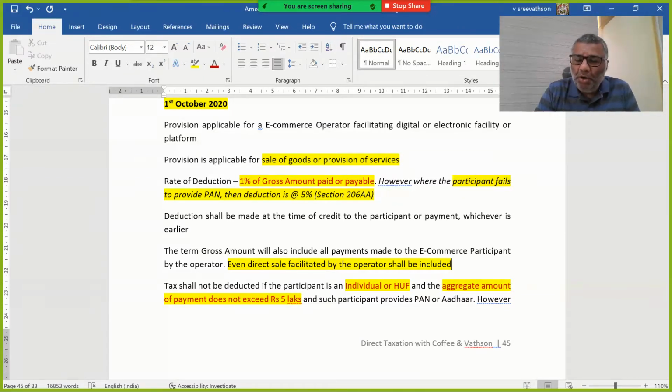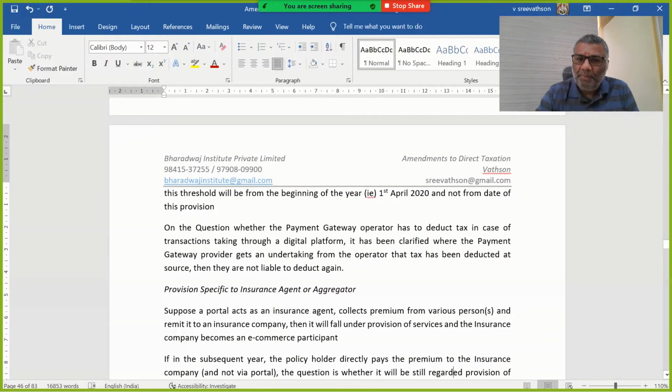So you sell directly for 10 lakhs, and you sell via the portal for 5 lakhs. Now on the 15 lakhs, they will deduct 1% and give you the balance on that 5 lakhs, whatever they have to pay. So that point is repeated.